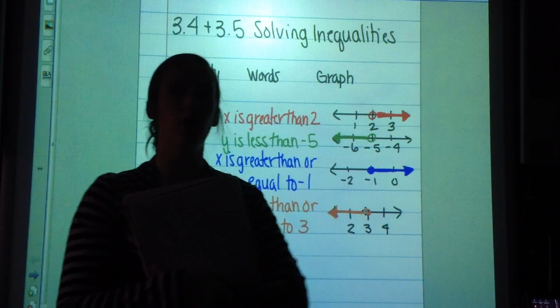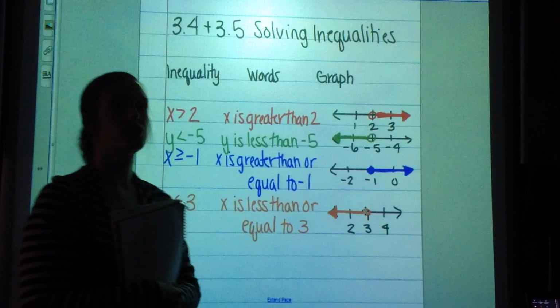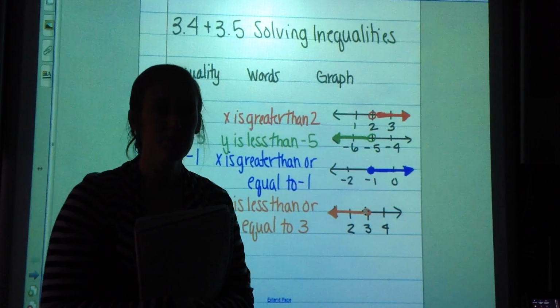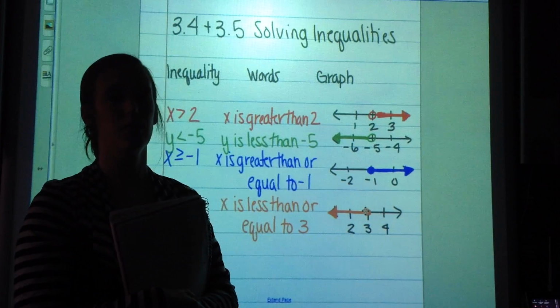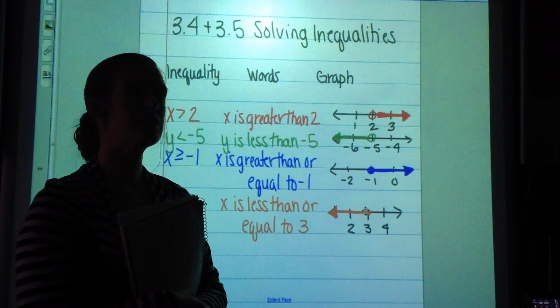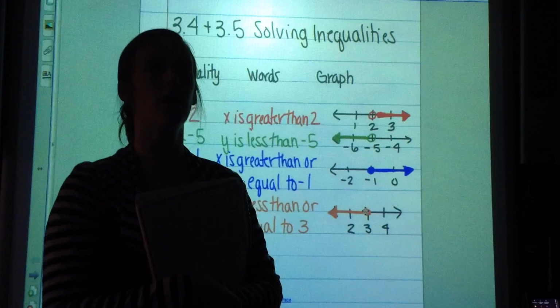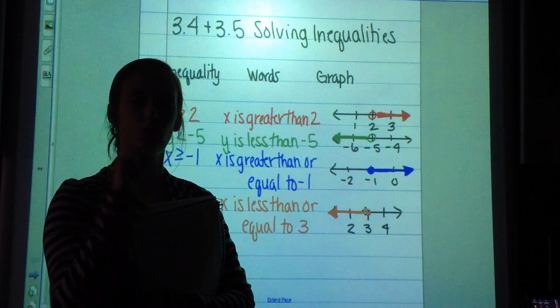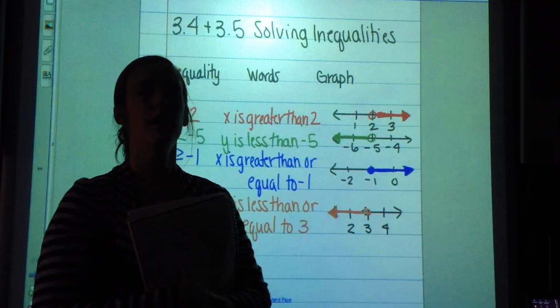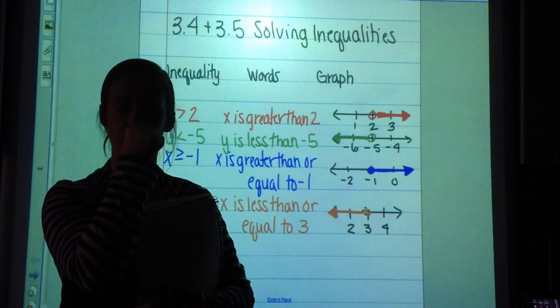Combine two lessons in one. We're going to do 3.4, which is adding and subtracting with inequalities, and 3.5, which is multiplying and dividing with inequalities. Let's think about the difference between an equation and an inequality. An equation is where you get a variable equals one number. There's only one solution. An inequality, you're going to have a variety of numbers.